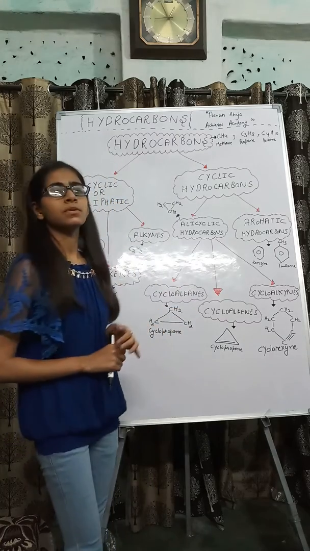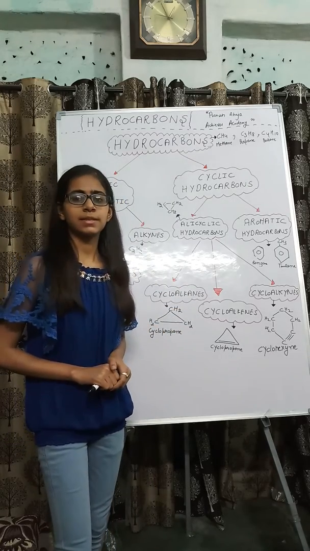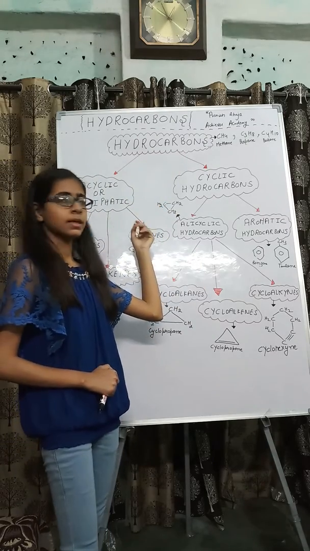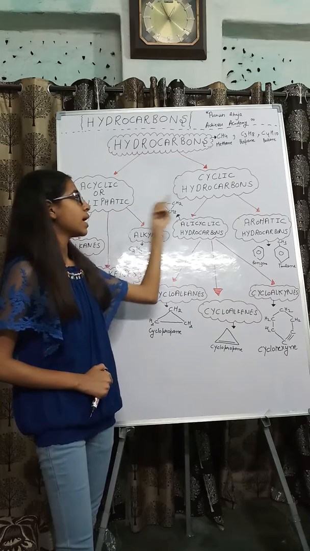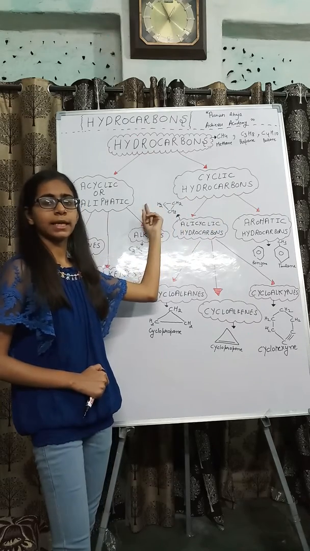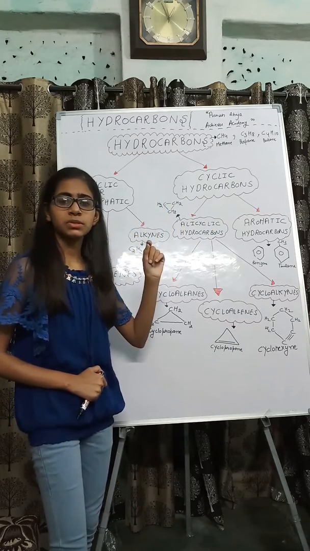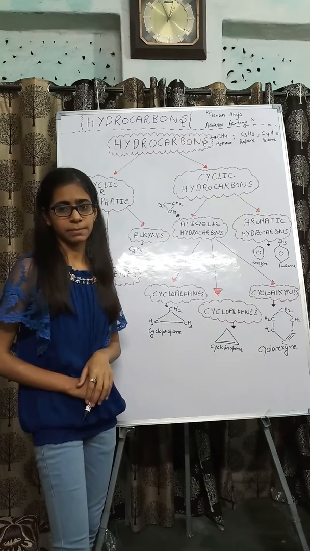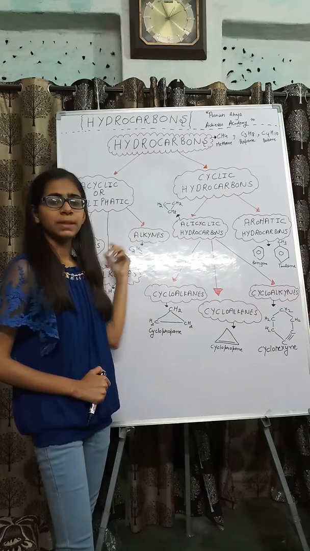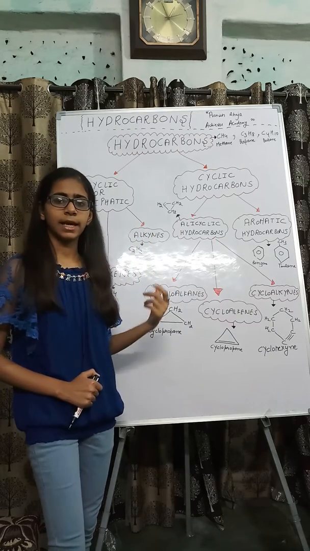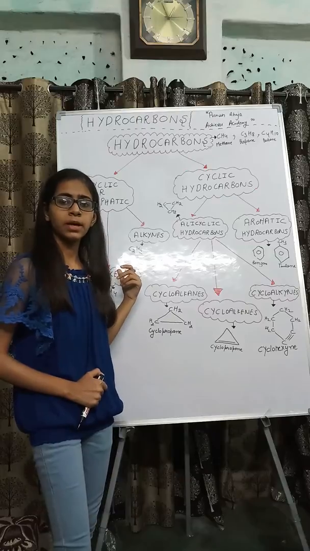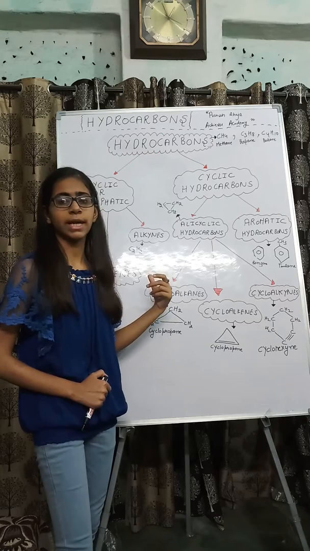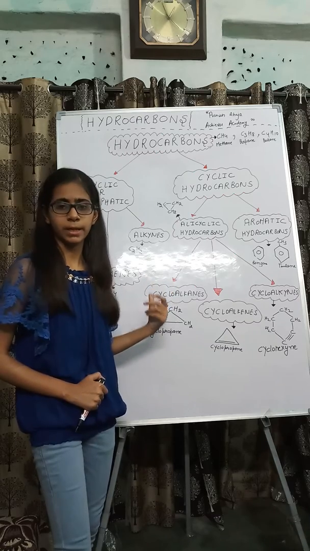So these were some types of hydrocarbons. Let's discuss the summary of today's topic. Firstly, hydrocarbons are divided into two parts: acyclic hydrocarbons and cyclic hydrocarbons. Acyclic are those which contain an open chain structure, and cyclic hydrocarbons are those which contain a closed chain of carbon atoms. Acyclic are divided into three parts: alkanes, alkenes and alkynes. Alkanes are those which contain a single bond, alkenes are those which contain a double bond, and alkynes are those which contain a triple bond between carbon atoms.